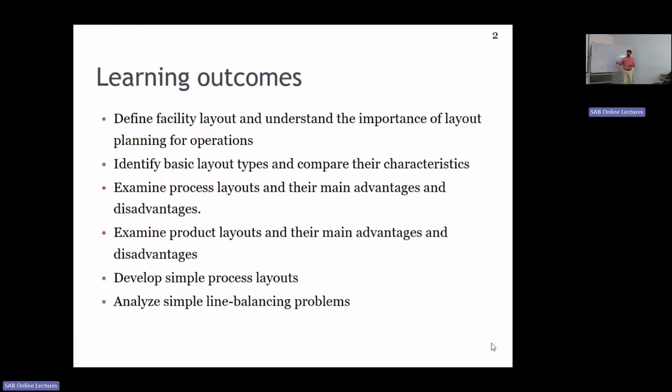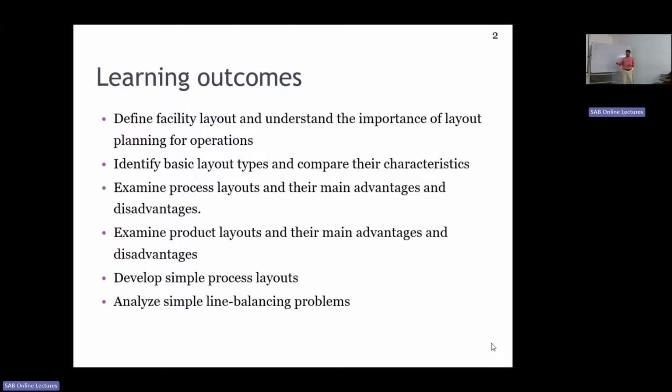Out of them, we will pay attention mainly to these 2 layout types. One is called process layout, with its characteristics, implications, advantages, and limitations. And the second, the most commonly used layout, is called product-oriented layouts, or product layouts. We will identify their characteristics, advantages, and disadvantages, and we will also introduce the other layout types.